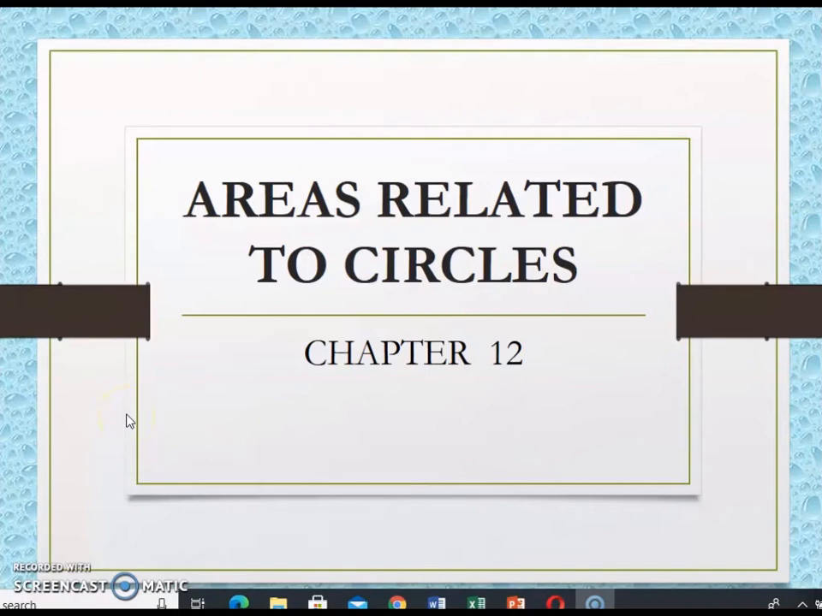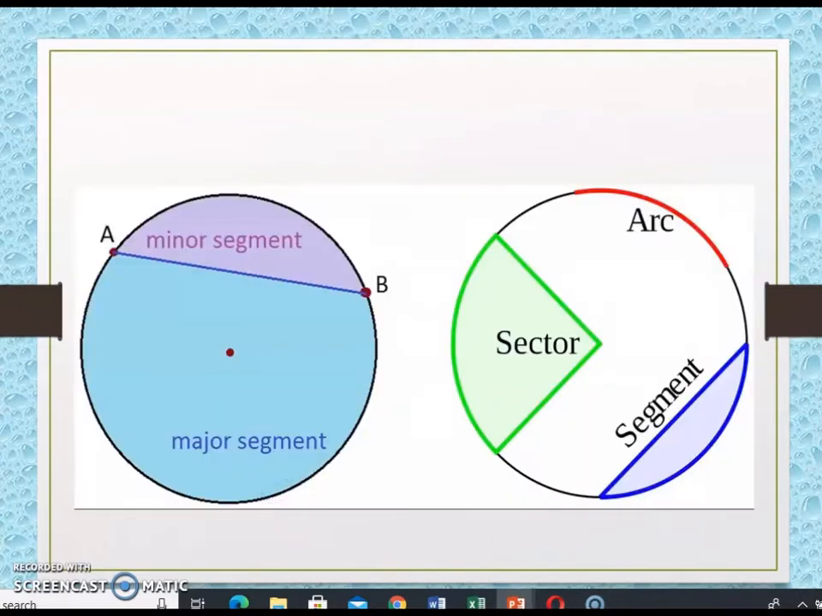So chapter 12, that is areas related to circles, we will be starting now. Now, what are the areas related to circles that we are going to see in this lesson? Now, these are some terms which you are already aware of, which you have already done.